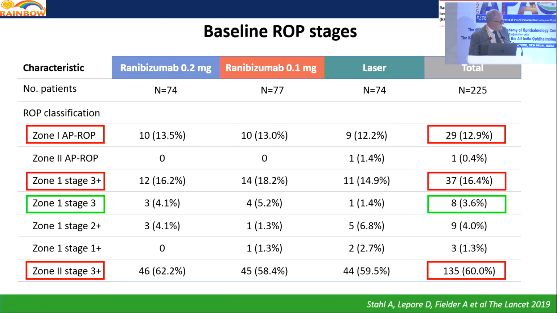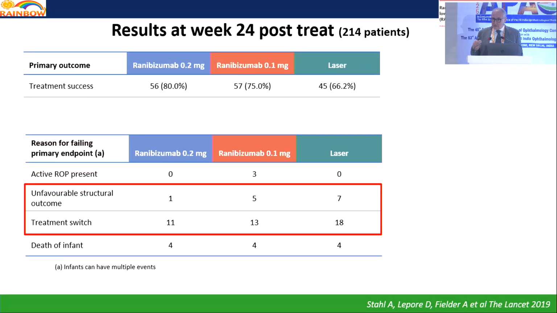You're probably familiar with the results of the RAINBOW study. It's important to look at this schema, because you understand that 60% of the babies we treat are zone 2, stage 3 plus, and only 30% are related to zone 1. In particular, you see that AP-ROP, or the new classification A-ROP, is only about 13% of the babies that we treat, so it's quite rare. We only treat 3% of the babies without plus, so essentially we treat plus, which is something that we have to consider, because probably just waiting for plus is sometimes too late.